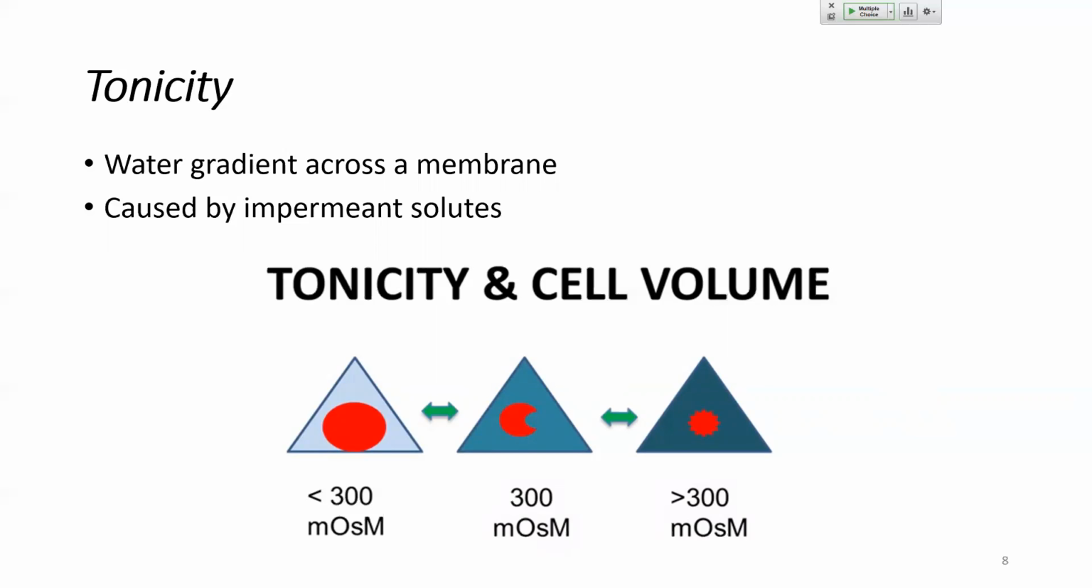So we have a water gradient based upon different solutes, but we're only considering the solutes that are impermeant to the membrane in question. So we can then describe an isotonic solution, which has an osmolarity of 300 milliosmoles, a hypotonic solution, which has less of an osmolarity, and then a hypertonic solution has a greater osmolarity, right? More solutes that are impermeable in that solution.